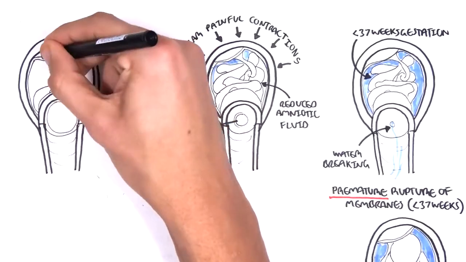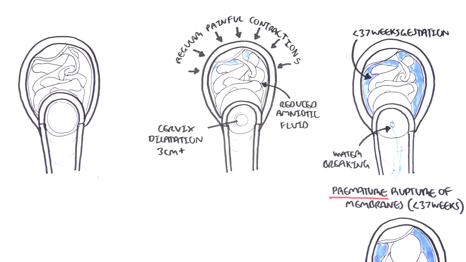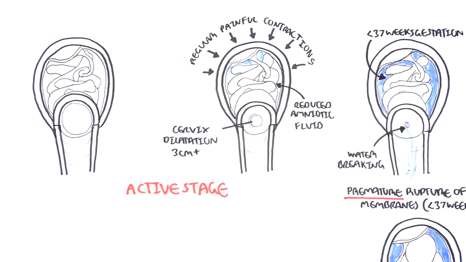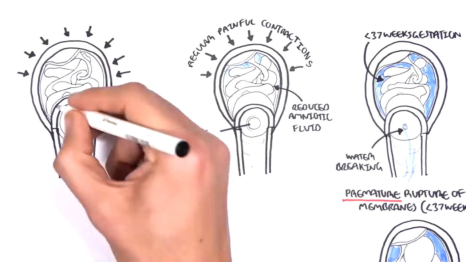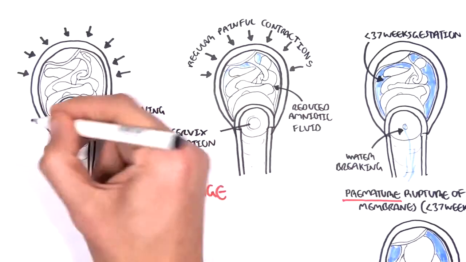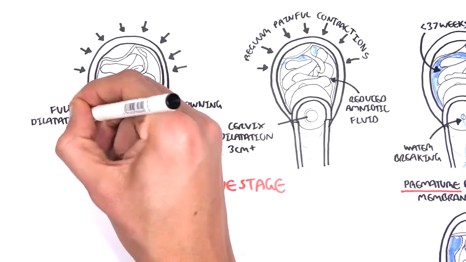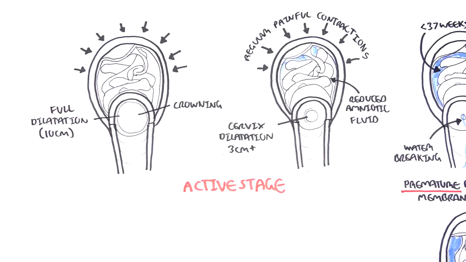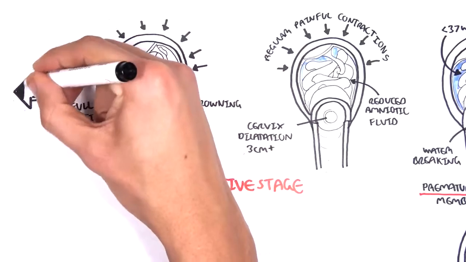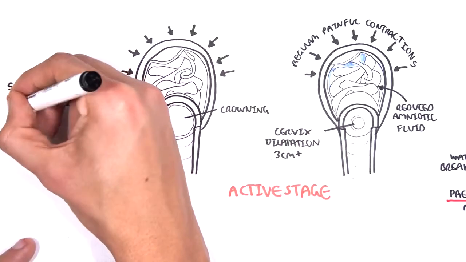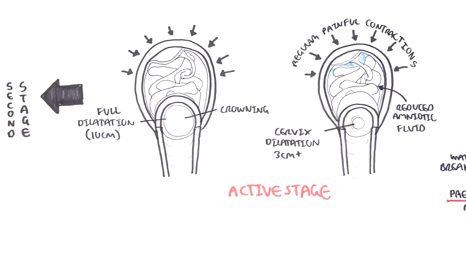With regular painful uterine contractions, the cervix is dilating even further until there is what's known as crowning. Crowning is where the head of the baby is fully on the cervix opening. Crowning is where the cervix is fully dilated, which is about 10 centimeters. The cervix is dilated, and you can see the baby's head hanging there. The cervix is fully dilated when it is 10 centimeters, and when it is 10 centimeters, labor will finish the first stage and then will enter the second stage.